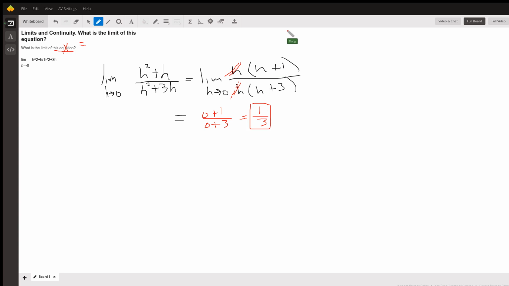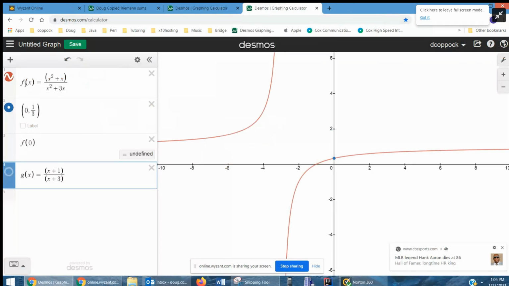To see what's going on, I go to Desmos and share my screen. Here is f of x equals x squared plus x over x squared plus 3x. And it looks like the point (0, 1/3) might be on that function. But f of 0 is undefined. Why? Because if you put 0 in for x, you're dividing 0 by 0.